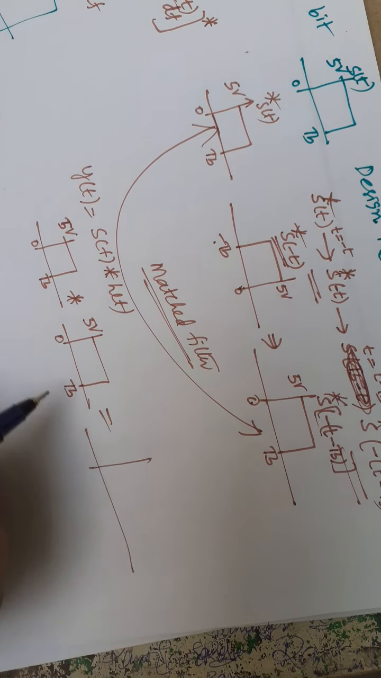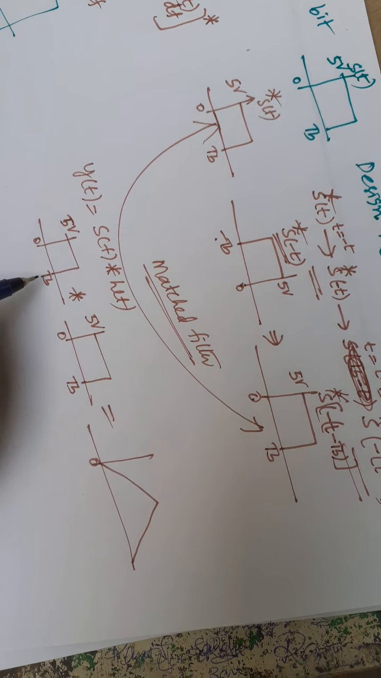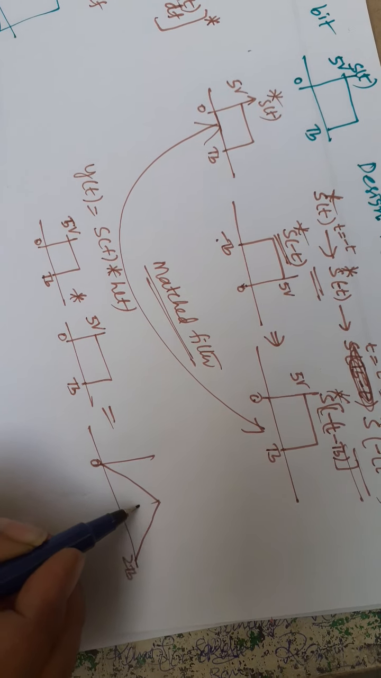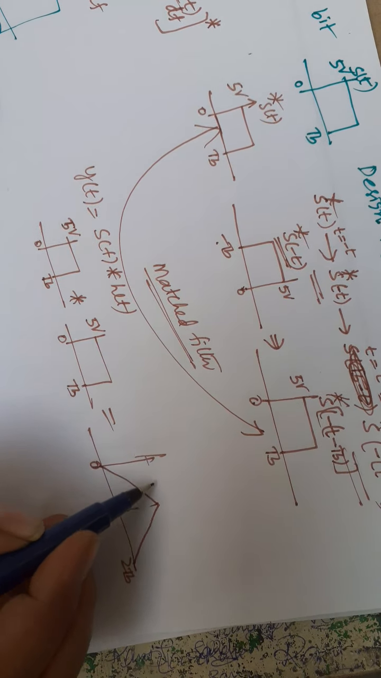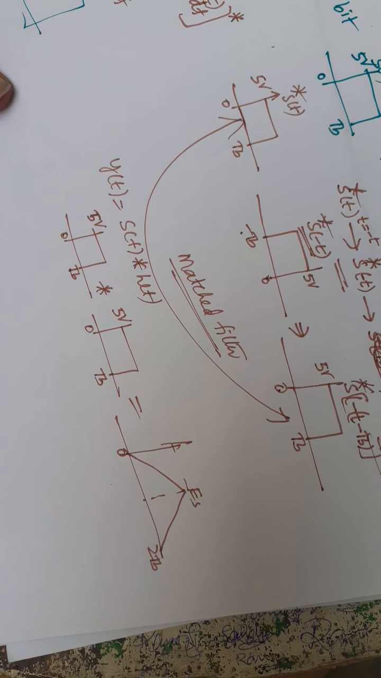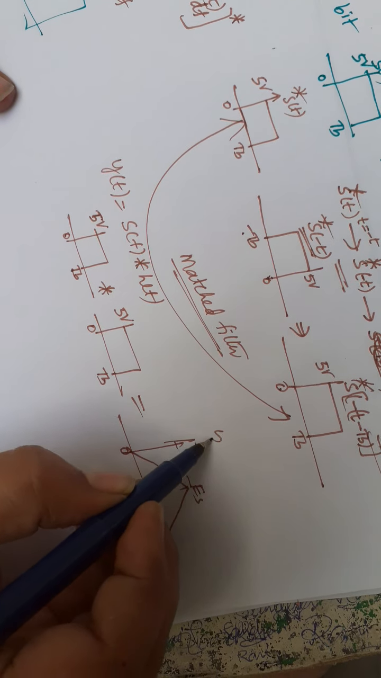The convolution of a rectangular signal, we know, is a triangular signal. That is a simple signal operation. Here the value is 0, and the time period becomes Tb plus Tb, that is 2Tb. The maximum amplitude is the energy of the signal. This is the matched filter output y(t).